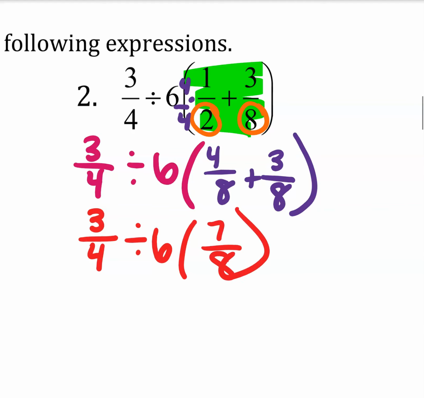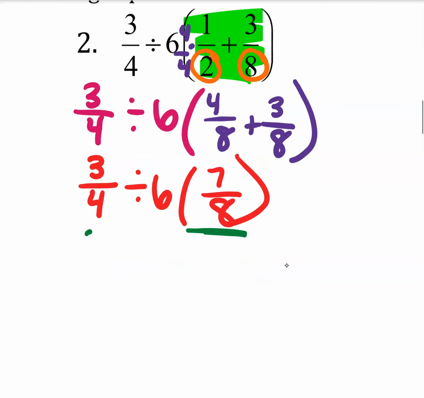All right, now we did P for parentheses. I know we still have some parentheses here, and I know that's kind of confusing. So if you want to do that, that's fine. But remember, these parentheses are kind of like multiplication. So if you want to rewrite everything so that you can see the multiplication, that's fine too. So 3 over 4 divided by, now I'm going to change this 6 to 6 over 1 so I can see things a little bit better, okay? And then times 7 over 8.